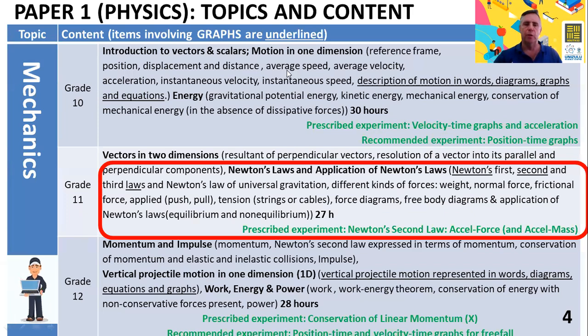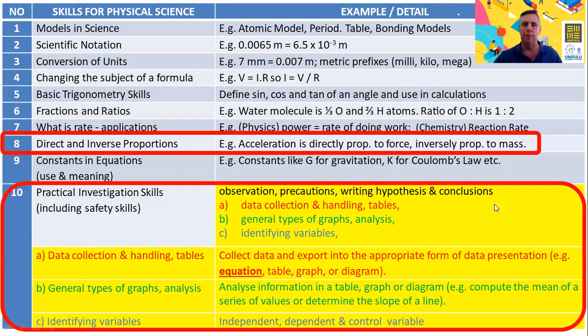As you know, Newton's second law is taught in grade 11 as part of Newton's laws, and you can see the prescribed experiment talks about Newton's second law for acceleration versus force. Now, the curriculum does not prescribe acceleration versus mass, but I want to encourage you to do both parts of the experiment. One of the essential skills, which is put with the CAP skills, is direct and inverse proportions. And this Newton's second law experiment is the perfect way to learn them.